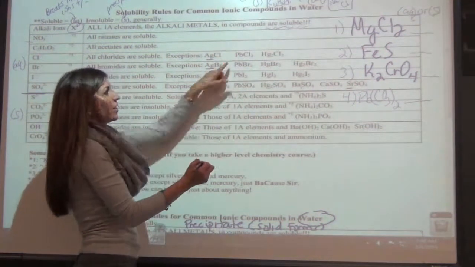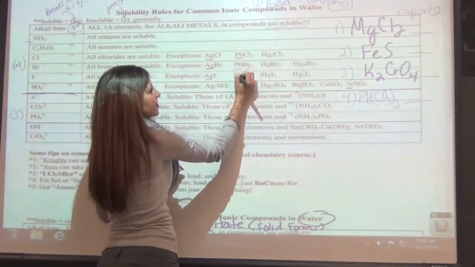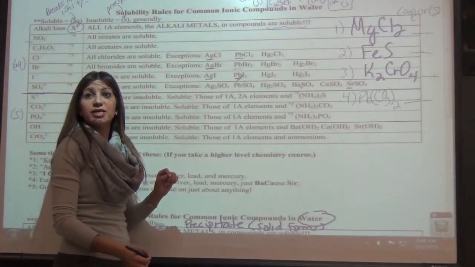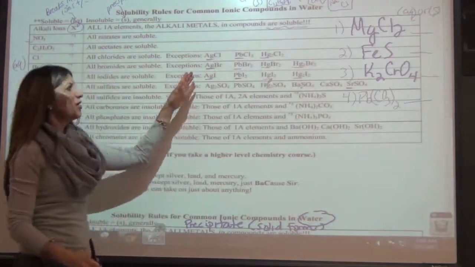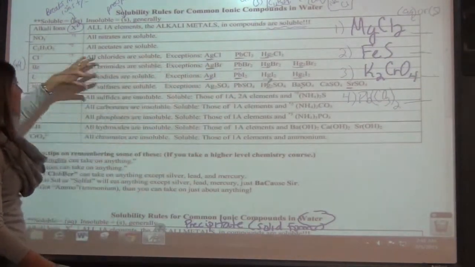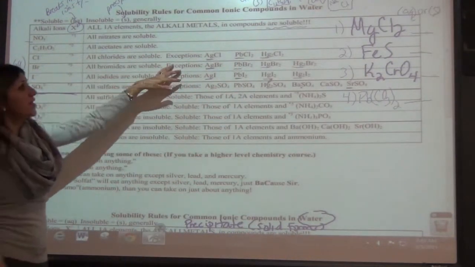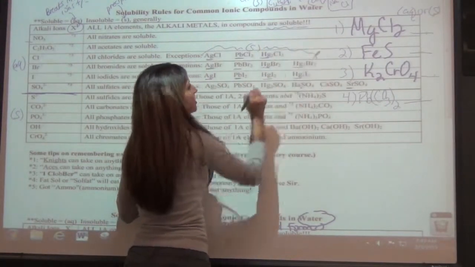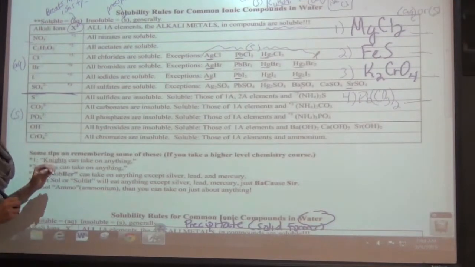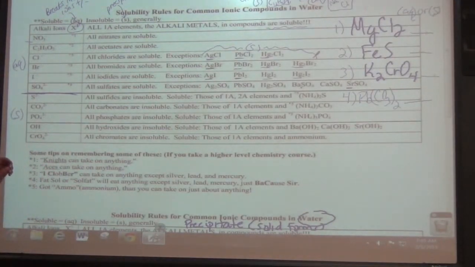There's silver. What else? Lead. There's lead. And do you know what Hg is? Mercury. Okay? So if you put silver, lead, or mercury in front of any of these three, they would all be considered solid, meaning they would precipitate. So the exceptions are the ones that are going to precipitate, and those would be solid.